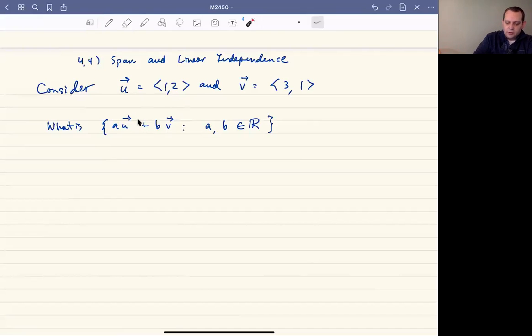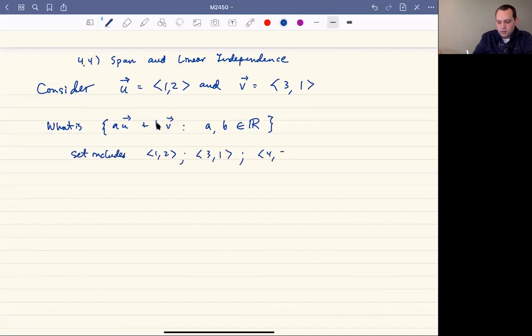So for example, I know that this set includes things like the vector (1, 2), because I could let b be 0, and if b is 0, that piece would be gone, then a is 1, and we would just get the vector (1, 2). Likewise, we could let this include the vector (3, 1). We could add these together to give us the vector (4, 3). We could take 2 times the first vector plus the second, and that would give us (5, 5). Okay, so this is all the things that we could write as a linear combination.